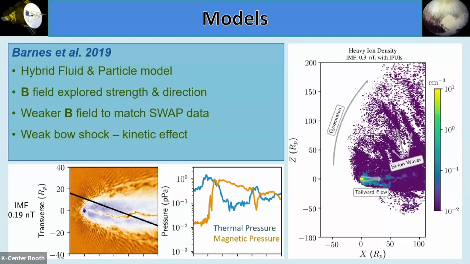Further modeling, similar hybrid code produced by Nathan Barnes, inferred a somewhat weaker field of about 0.1 nanotesla. Again, very kinetic interaction with this system, vibrating and juddering, if you like, as the solar wind goes past and interacts with the atmosphere, the ionized layers of the atmosphere.